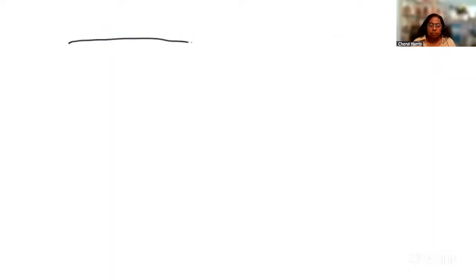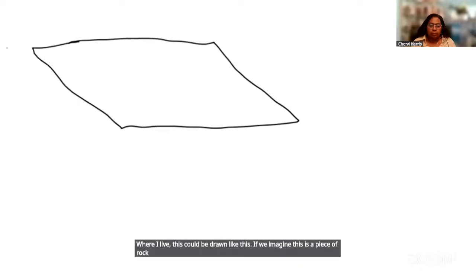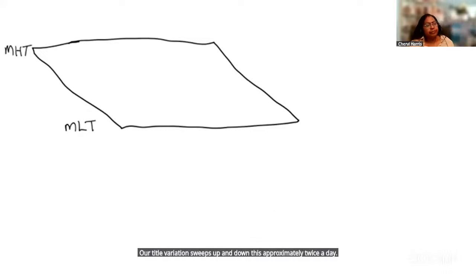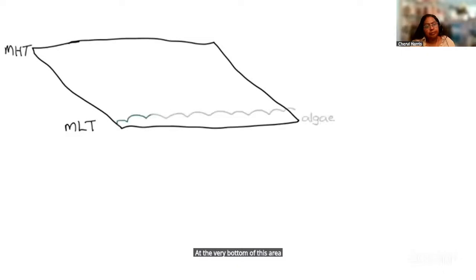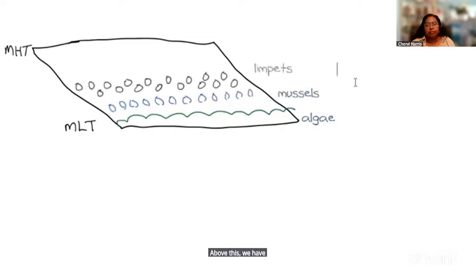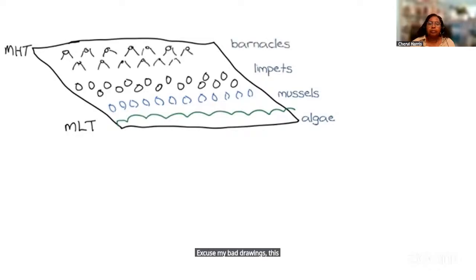Where I live, this could be drawn like this. If we imagine this is a piece of rocky shore, this is the mean high tide mark, this is the mean low tide mark. Our tidal variation sweeps up and down this approximately twice a day. At the very bottom of this area we have algae. Above this we have a zone of many mussels. Above this we have a zone of limpets. And finally, near the top we have a lot of barnacles. Excuse my bad drawings, this is just an indication.